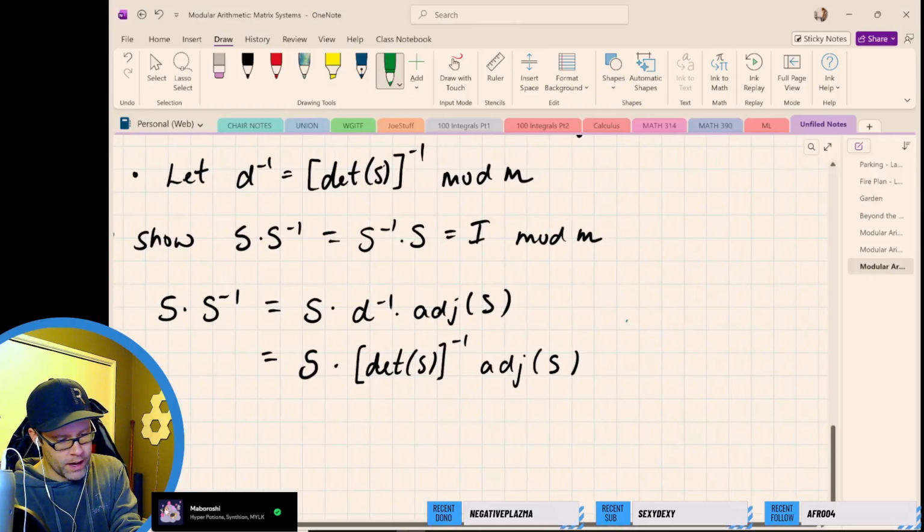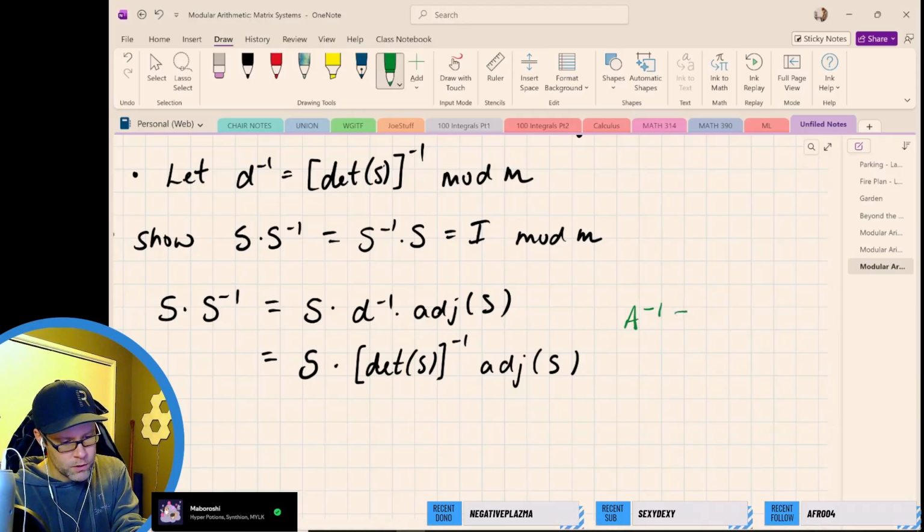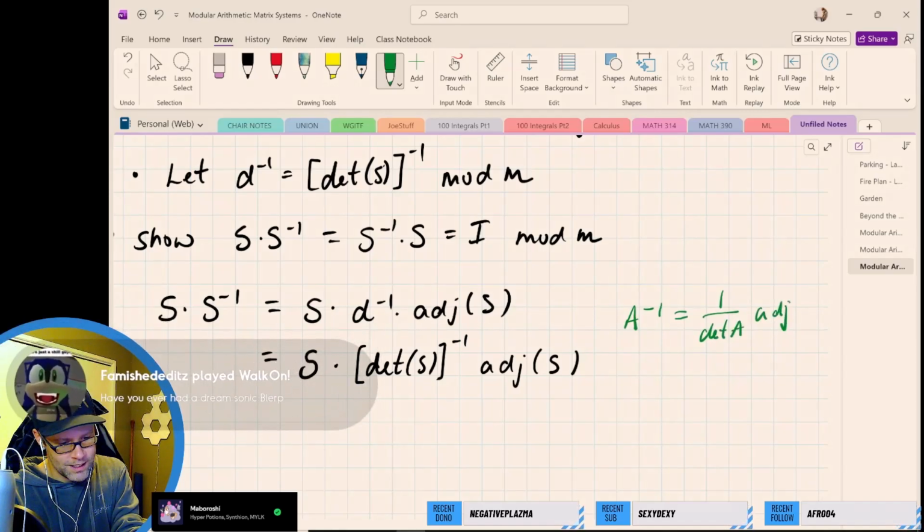So there is one piece of information that we do need to pull in, and that is the following. If I am working in inverse world like this, we know that A inverse is typically 1 over det A times the adjoint of A.